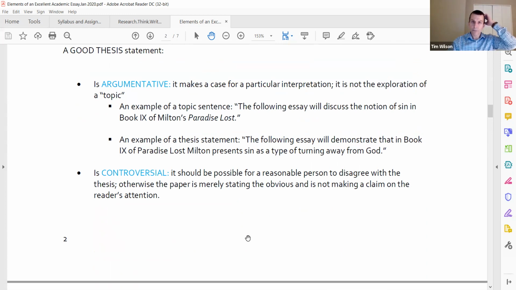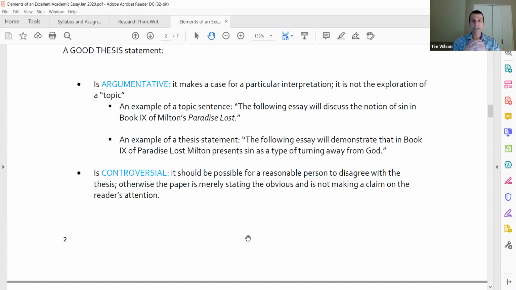So argumentative, this is the point I made there, it's a point you're trying to prove. It's not just a general discussion. So you're saying that, and someone could reasonably try to argue the other side. An example of a sentence that's just a general topic you'd want to explore is: the following essay will discuss sin. So you could say, well, there's one conception of sin, and here's another conception of sin, but there's no zeroing in on a particular statement that you're going to try to marshal evidence to prove, okay?